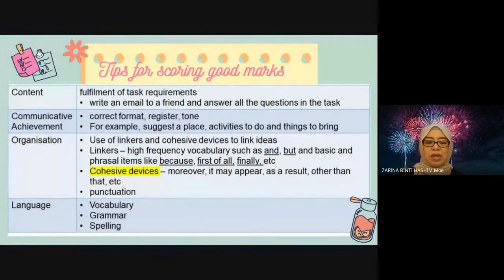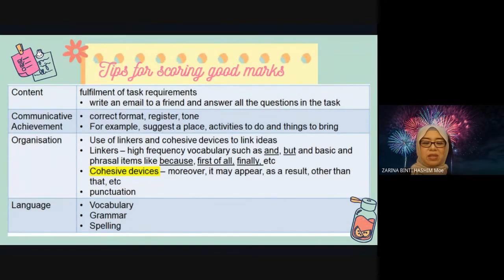Since you are going to answer the three questions, like suggest a place to go for a picnic, then the activities that you can do, and also the things that you must bring for your picnic. So that is on communicative achievement. So to get five, you must make sure you do these things for communicative achievement.